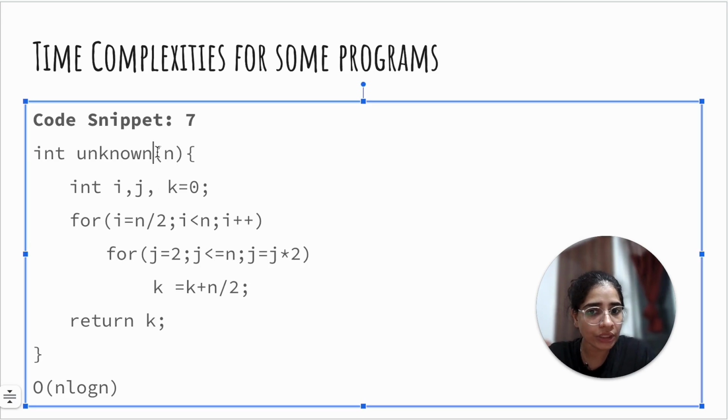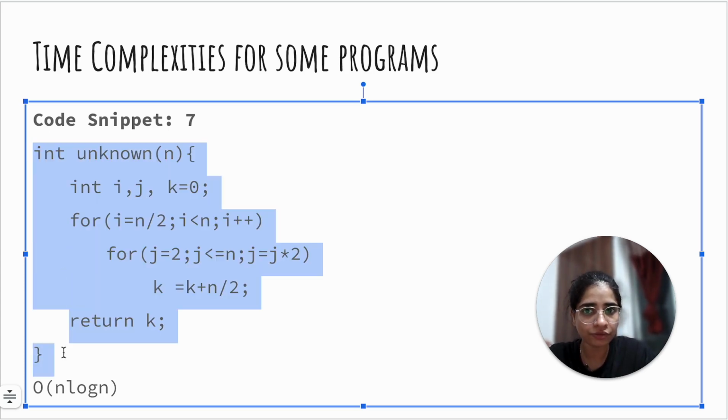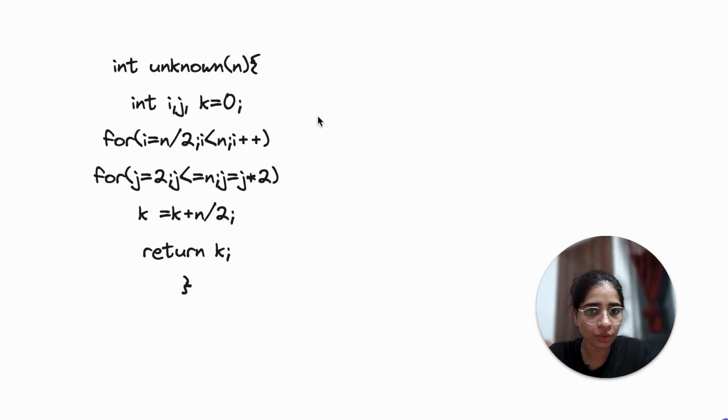This is the code snippet number 7, where you have a method. Inside this method you have i, j, k equals to 0. Now there is a for loop where i goes from n by 2 to n, and then there is a for loop where j equals 2 to less than or equal to n, j equals 2 into j. So what I'll do, I'll copy this for you to understand. So this is the code.